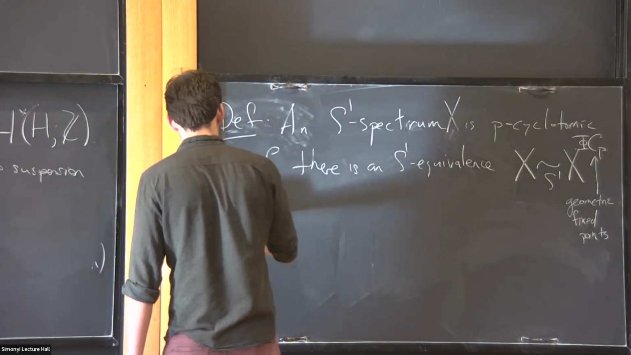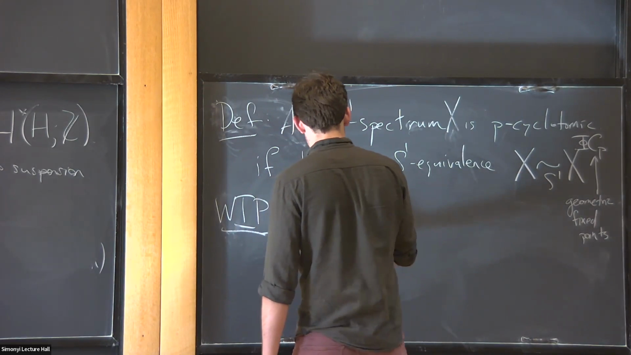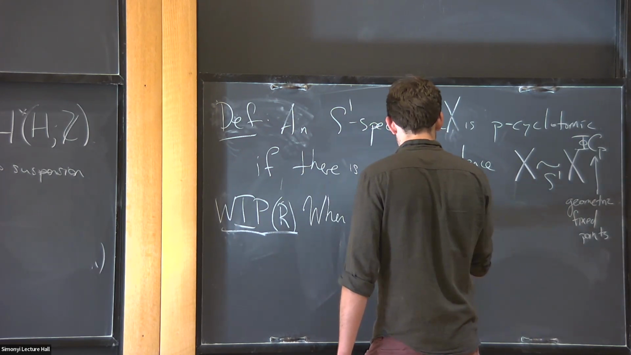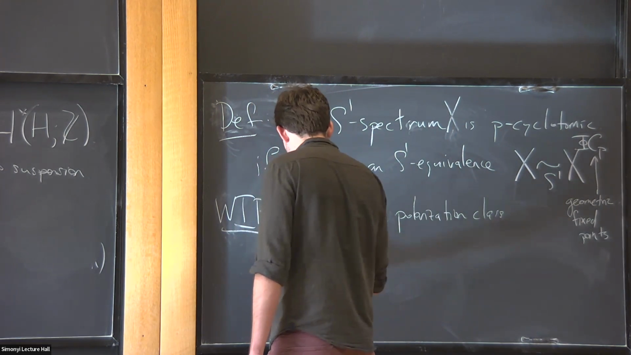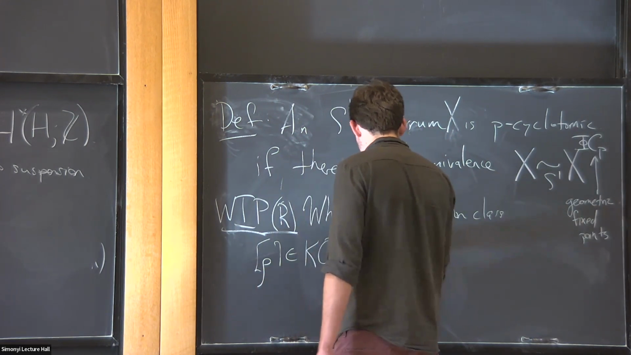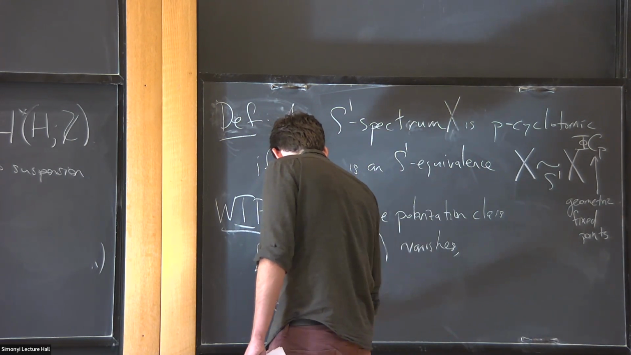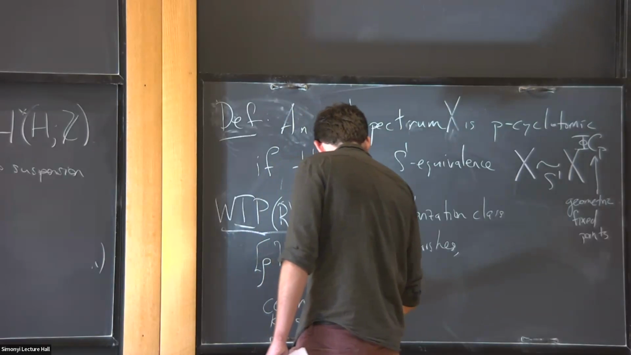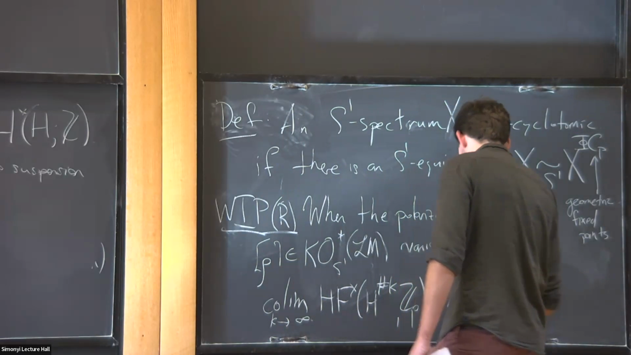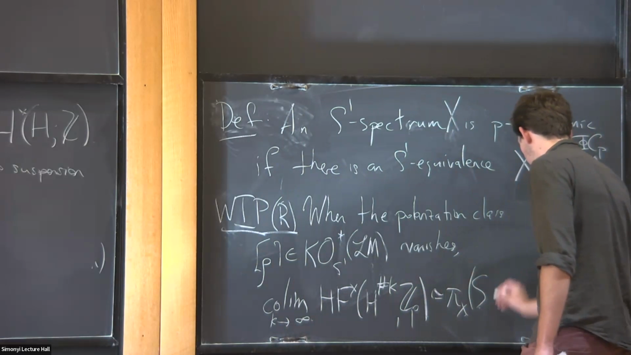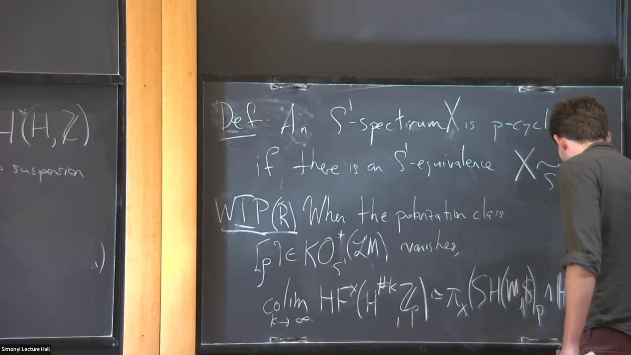Okay, so here's a work in progress. When the polarization class, which is just some bit of algebraic topology data, taken in S1 equivariant KO theory, vanishes, then this colimit gives the homotopy groups, or the homology groups, of some cyclotomic spectrum.